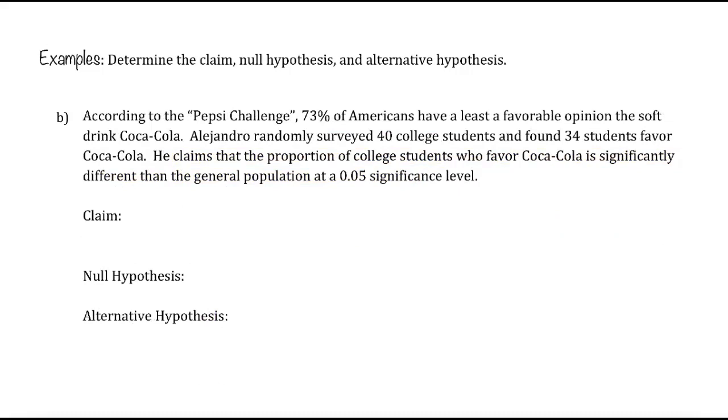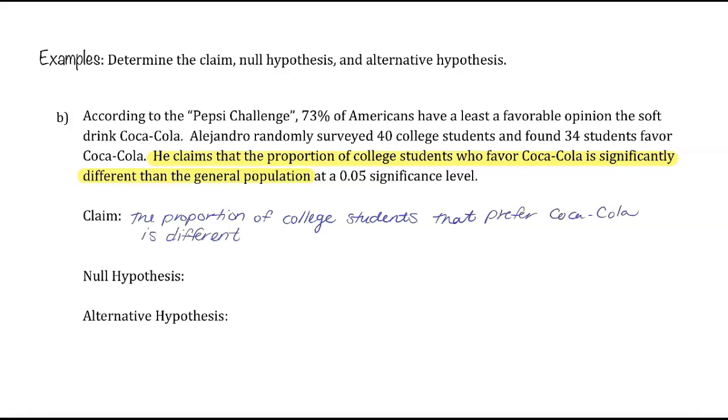Example B reads this. According to the Pepsi Challenge, 73% of Americans have at least a favorable opinion of the soft drink Coca-Cola. Alejandro randomly surveyed 40 college students and found 34 students favor Coca-Cola. He claims that the proportion of college students who favor Coca-Cola is significantly different than the general population at a 0.05 significance level. In this example, the claim is found here, and we can state it with words like this. The proportion of college students that prefer Coca-Cola is different from 0.73.